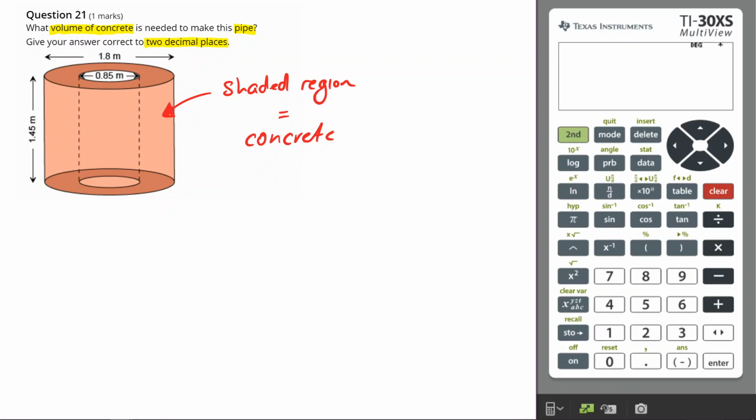But as you can see, there's a hollow bit in the middle. Look at this hollow bit. There's nothing there, because think of a pipe. The whole point of a pipe is that water can run through it. So it needs to have that hollow bit inside.